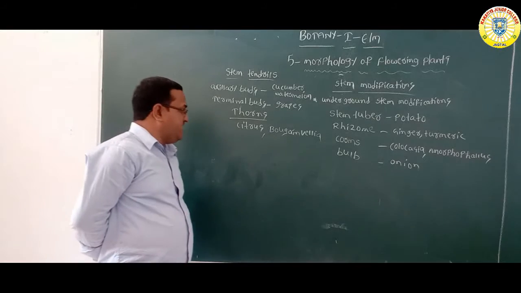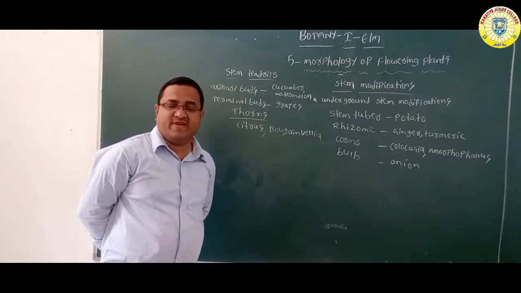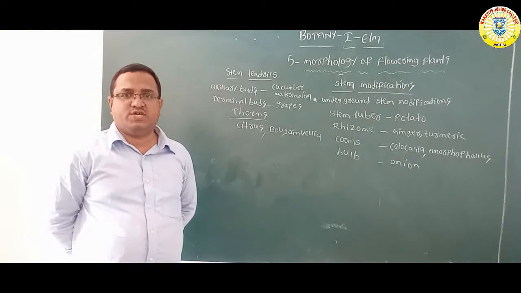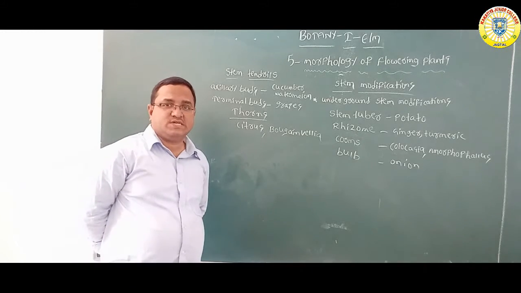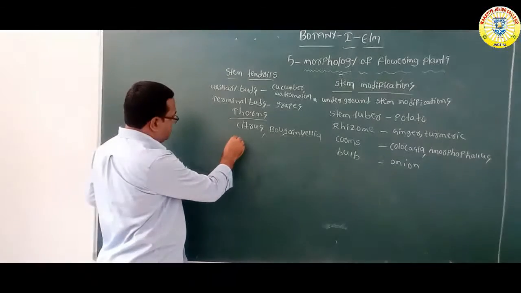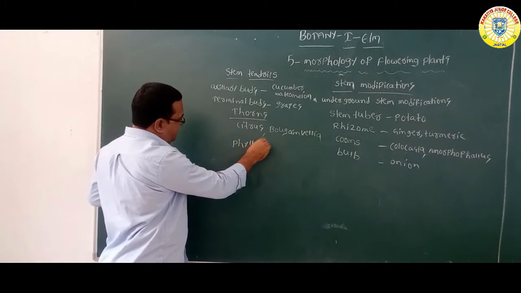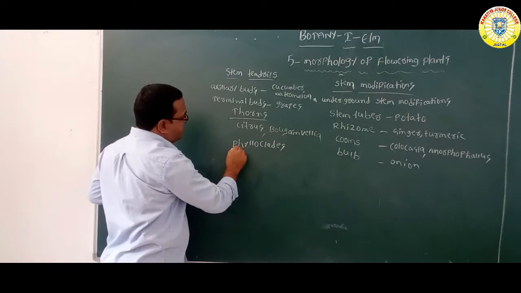Okay, bougainvillea examples: citrus and bougainvillea. These are the examples to the thorns. Next, what are phyllocades? Phyllocades means what?